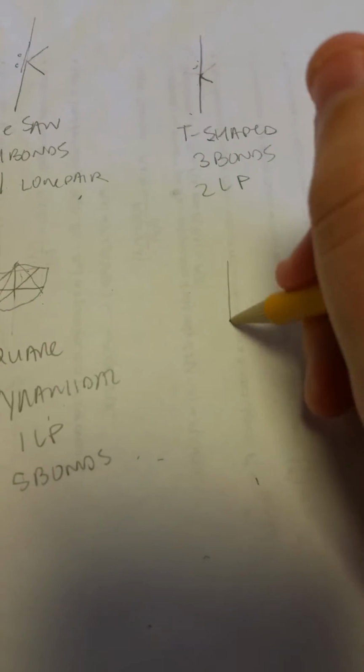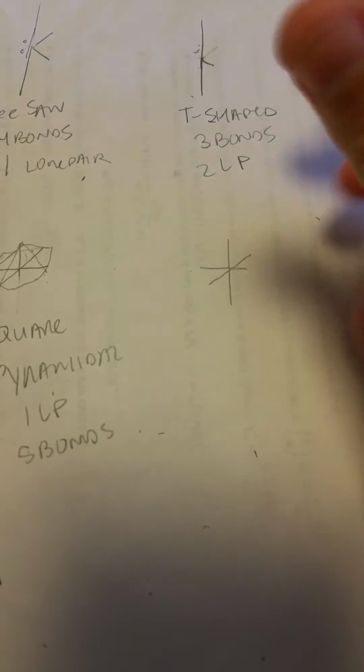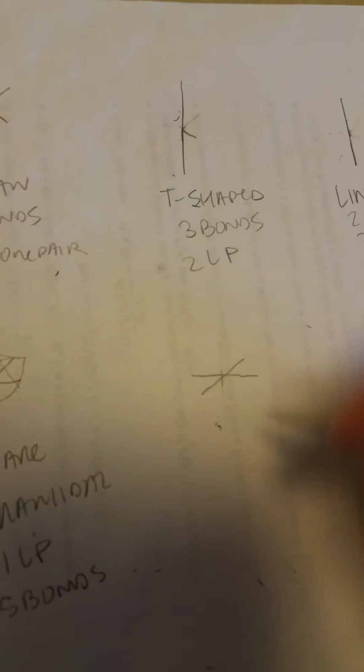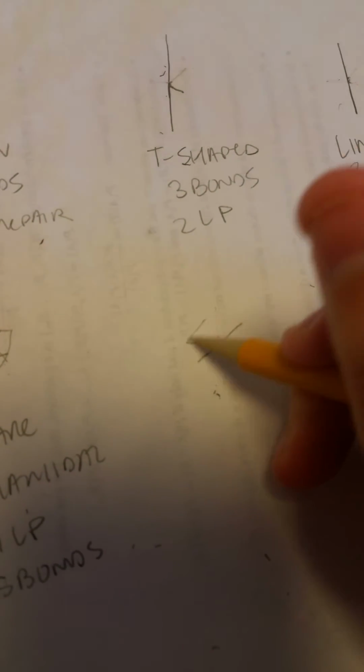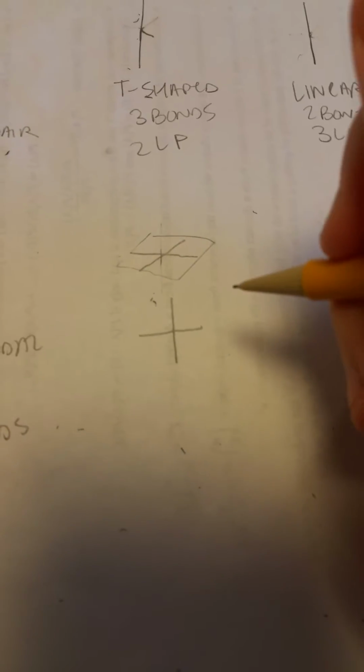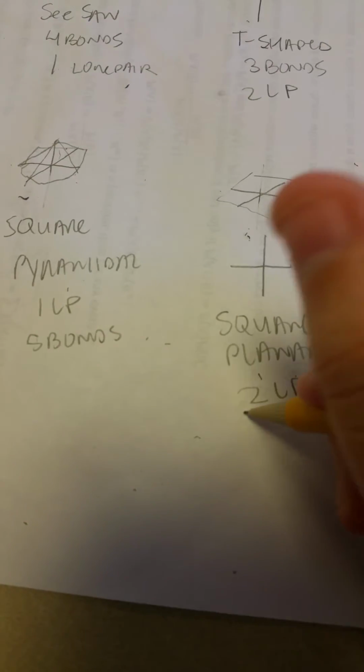The next one is, so this is the octahedral shape, and now we're going to add 2 lone pairs. So you erase that same line. Okay, I just erased that line, and then I'm going to erase this line. And if you were to look at this flat, so like if this was the plane of the page, it would look like this. It's a square in the plane. Square planar, 2 lone pairs, 4 bonds.